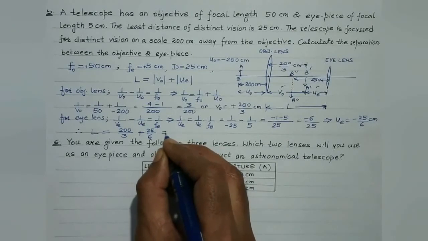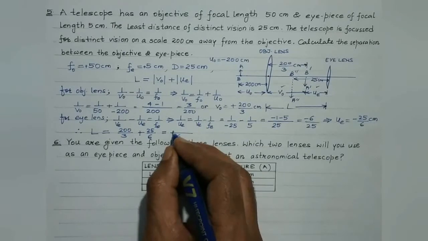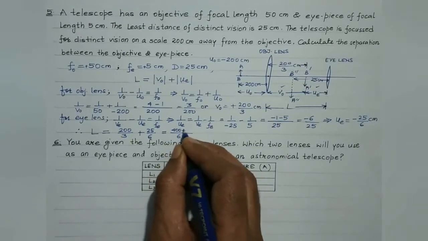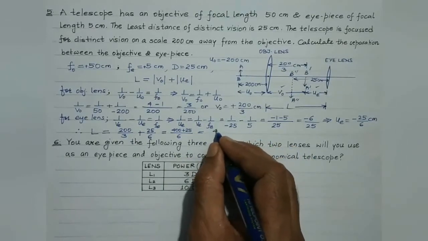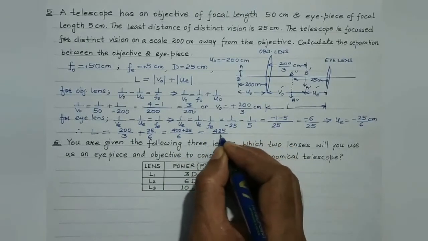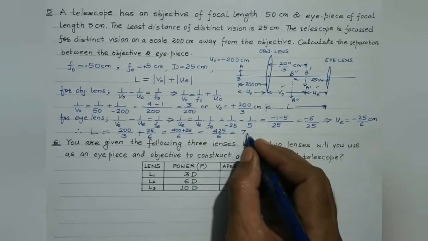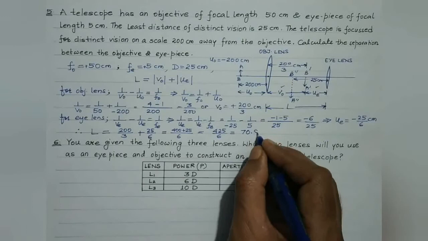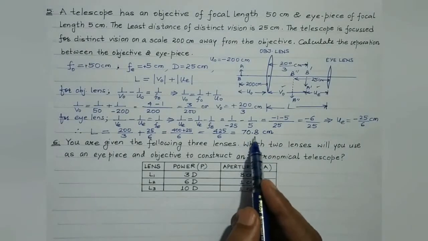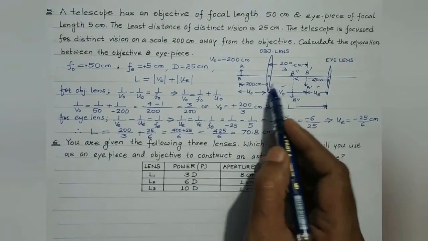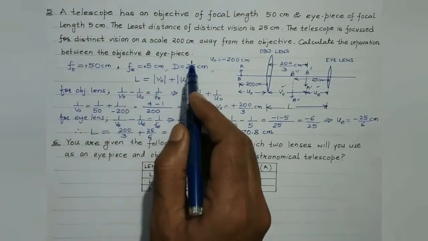So if you solve it, 6 will be the LCM, and this is 400 plus 25. So that will give us 425 divided by 6, which is 70.8 centimeter. So 70.8 centimeter is the length of the tube, right? Or rather the separation between the objective and the eyepiece.